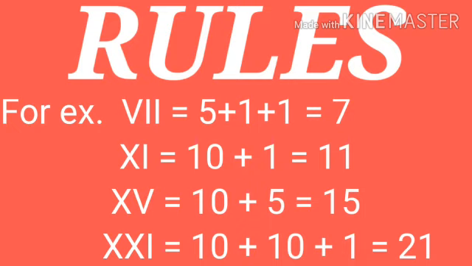Next example, XI. Again I is smaller and it is on the right side of the greater number, that is 10 plus 1, this is equal to 11. Now XV, V is smaller than X, so V is on the right side, so 10 plus 5 is equal to 15. Now XXI, X stands for 10, next X stands for 10. Now we have to add because I is smaller than X and I is on the right side. So 10 plus 10 plus 1 is equal to 21.